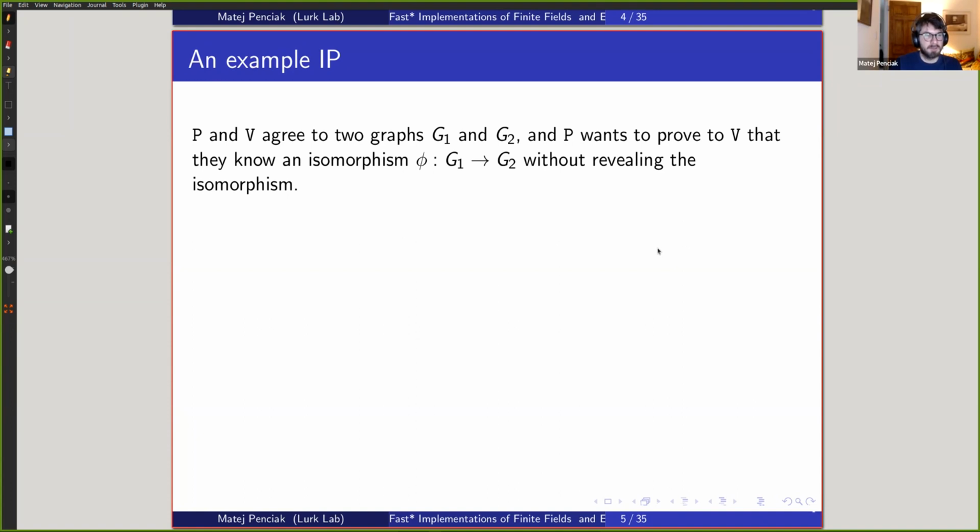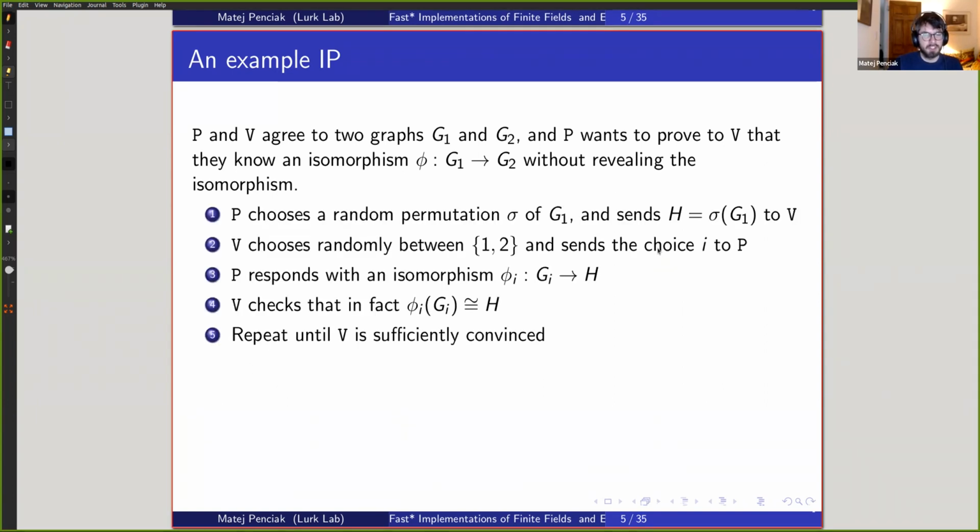So this is going to be an interactive protocol between the prover and the verifier, where the prover is going to prove that they have knowledge of an isomorphism, but reveal nothing about that isomorphism to the verifier. And the proof scheme goes in a number of steps. The first step is that the prover chooses a random permutation of the first graph G1 and sends the permuted graph H to the verifier.